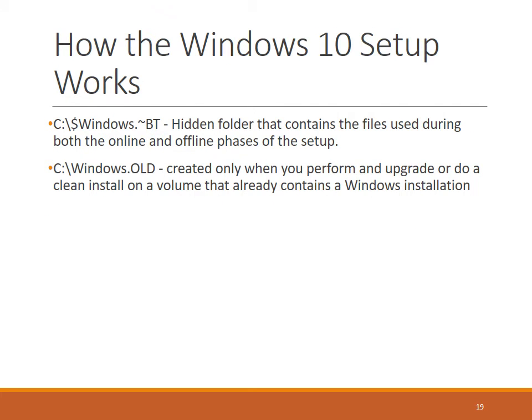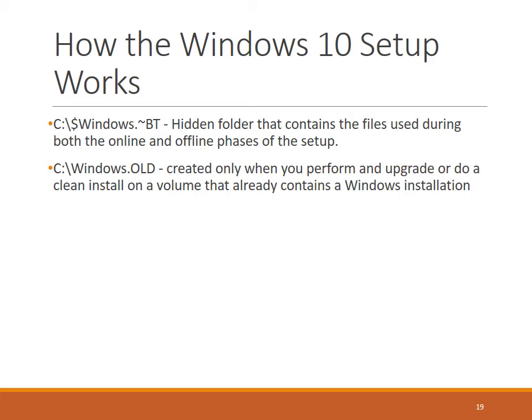So let's just briefly talk about how the Windows 10 setup process works. First off, there's a hidden folder that contains the files used during both the online and offline phases of the setup. This is usually located in C$\Windows.~BT. Again, this is a hidden folder. For those of you that had taken advantage of the free upgrade that Microsoft gave last year from Windows 7 or 8 to Windows 10, this folder was delivered automatically to you as part of a Windows update.